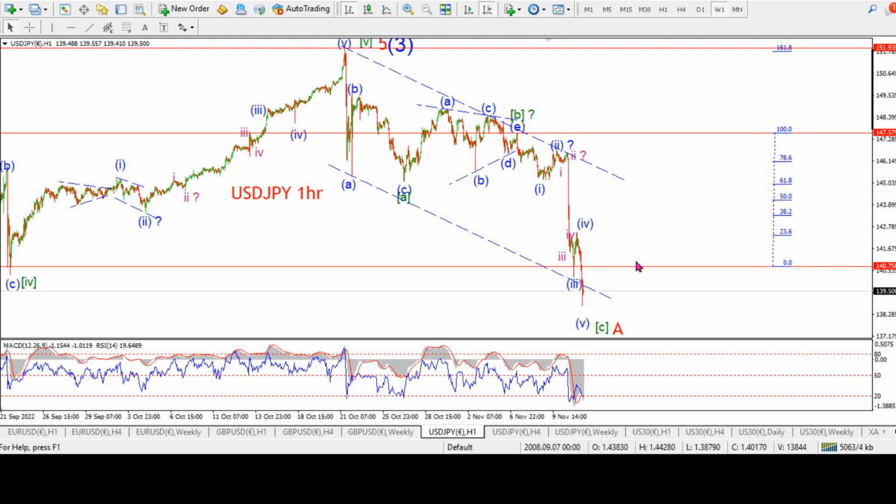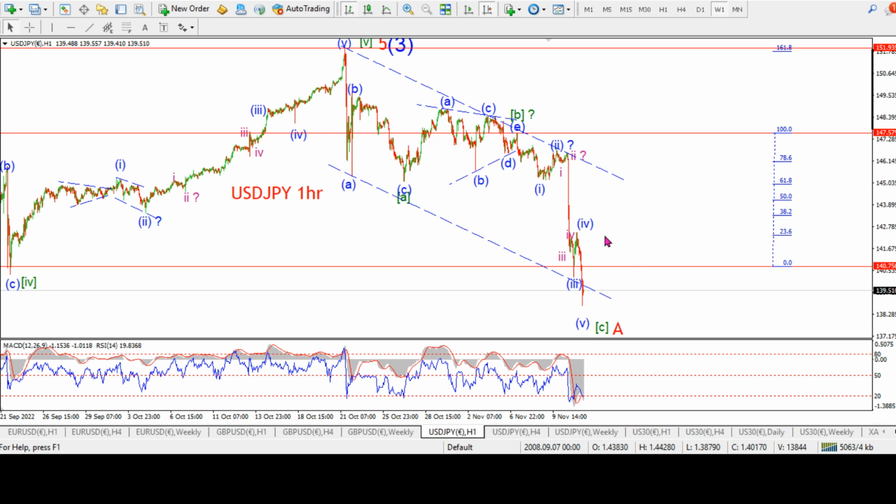The Japanese session, the overnight session, took one more step lower, so it looks like we've got 5 waves down, complete in wave C. We'll have to see now today if we actually get a bounce significant enough to suggest that a bottom is in for wave A.